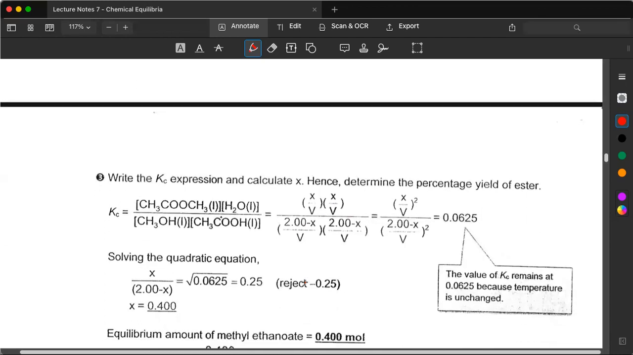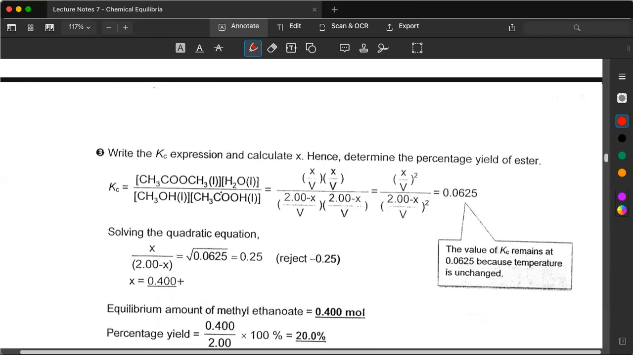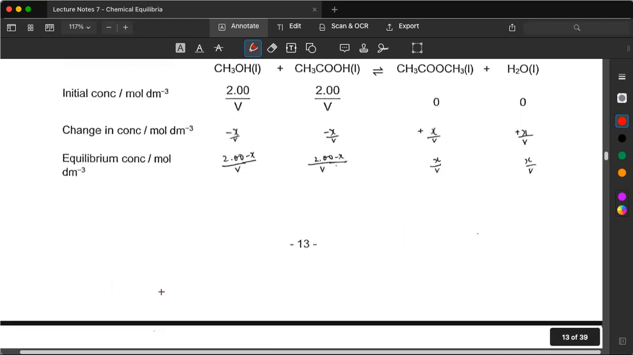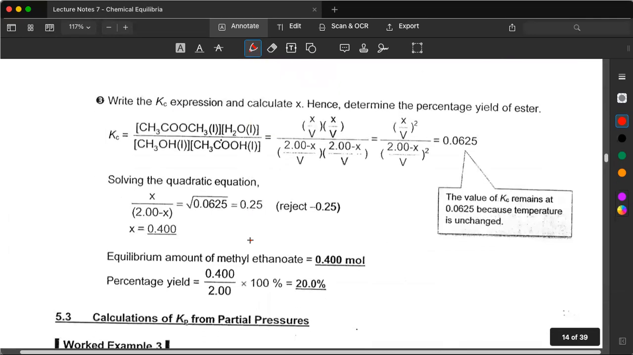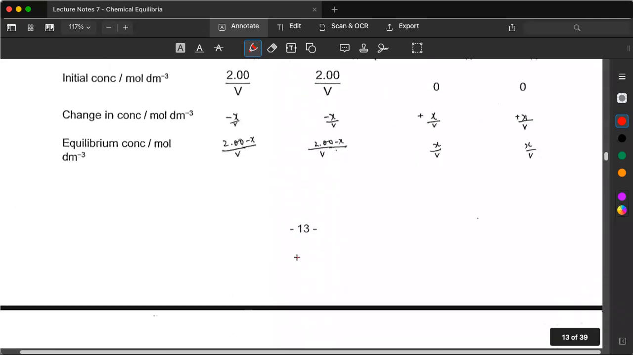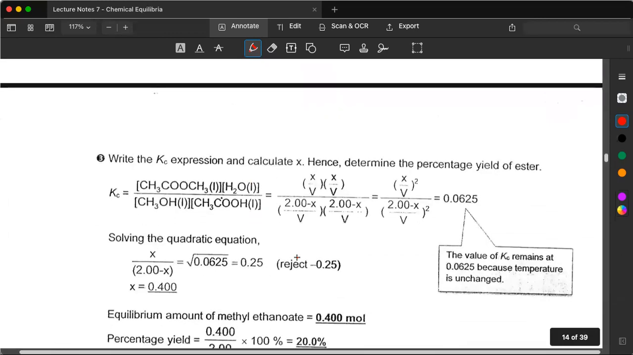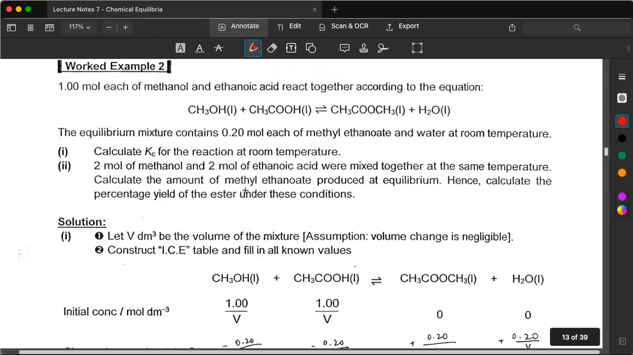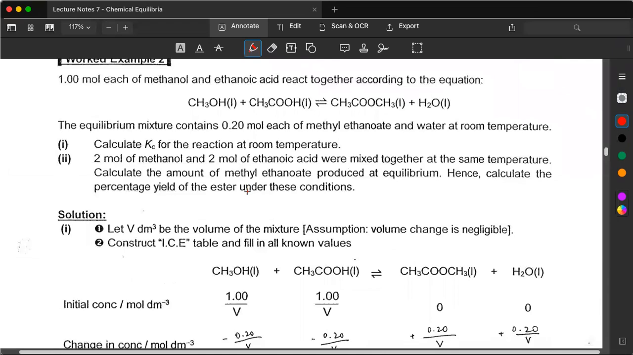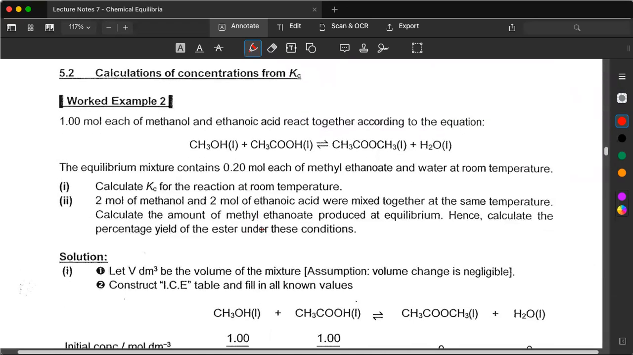Okay, so it's actually algebra because I'm sure you know how to solve a quadratic equation. So you do this, then it's very mathematical. The V will be cancelled somehow, because the V is the same and cancels. It's just left with X as the only unknown, algebra. Of course, you reject minus 0.25. Then you get 0.4. So X is 0.4. Oh, 0.4, correct. So you get 0.4 mole divided by 2. So the percentage yield will be 0.4 divided by 2.